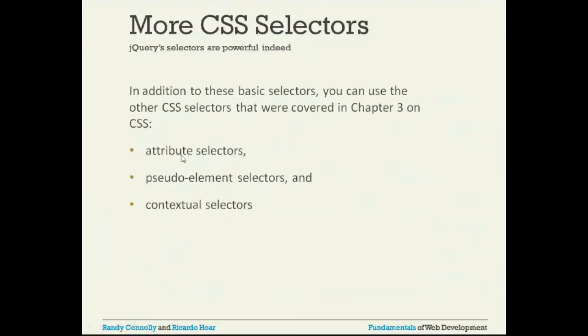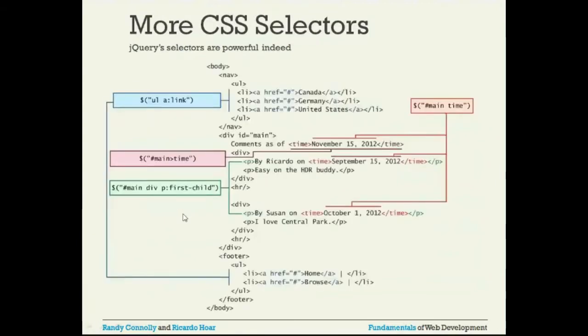Similarly, we can do the attribute selector, pseudo element selector, and contextual selector, which we saw in the earlier classes. This is one example where you are selecting UL, and then the descendant is a link. So we have UL, and these are the descendants. It is going to select all these links. Similarly, we have other examples.